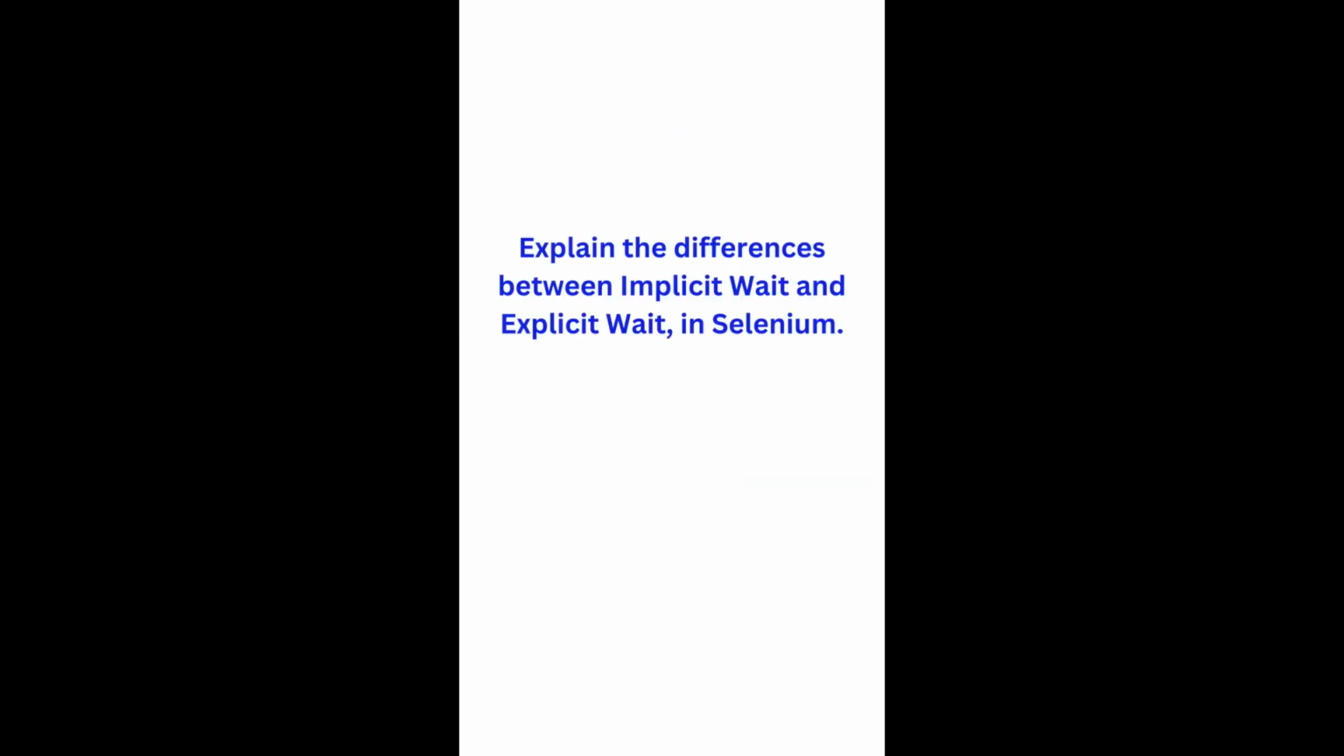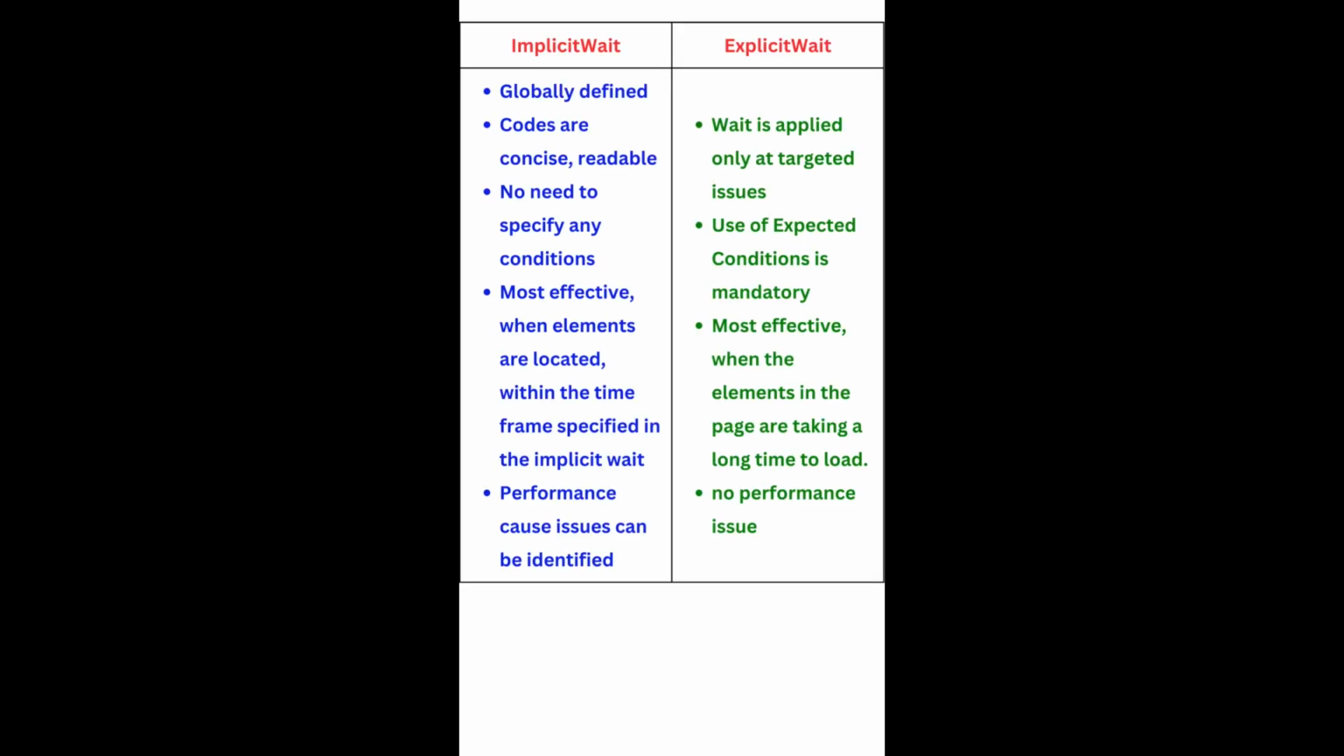Explain the differences between implicit wait and explicit wait in Selenium. When would you use each of them, and why? Let us see the differences one by one. Implicit wait: it is globally defined. Code is concise and readable. No need to specify any conditions. Most effective when elements are located within the time frame specified in the implicit wait. Performance issues cannot be identified.